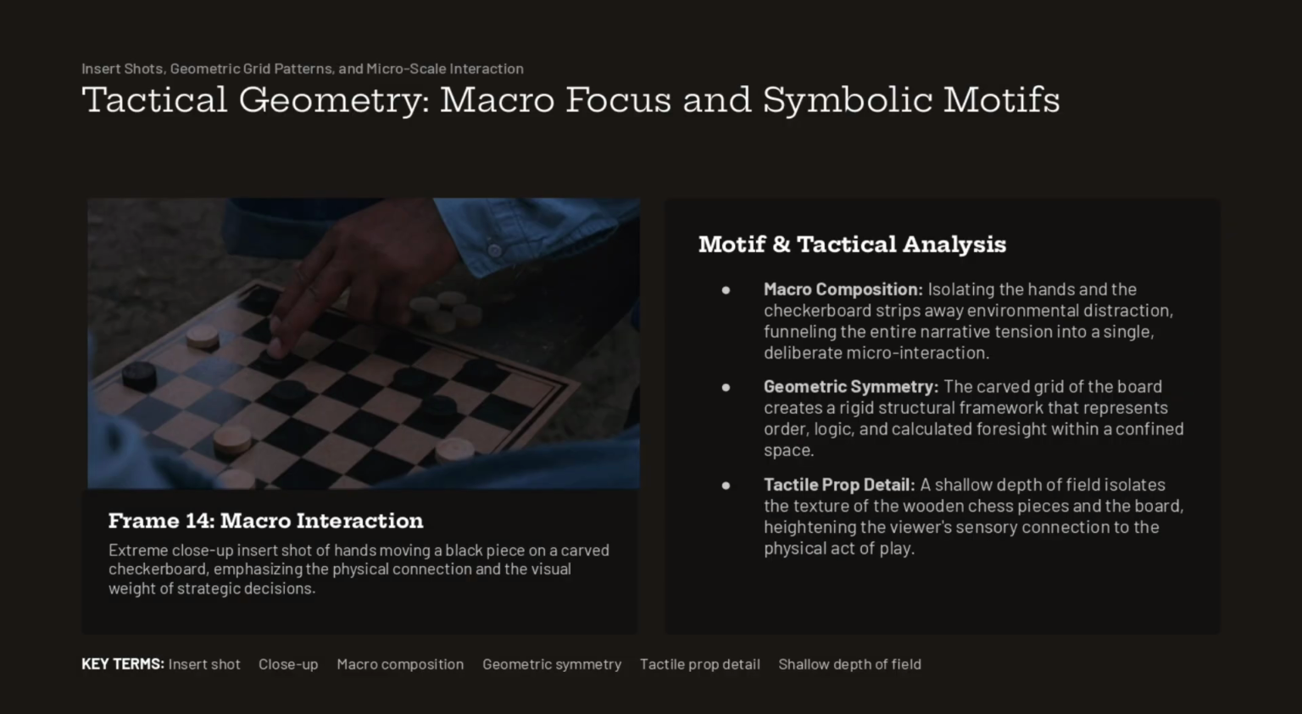In frame 14, macro interaction. An extreme close-up insert shot of a hand moving a black piece on a carved chessboard emphasizes the physical connection and the visual weight of the strategic decision. And also, this slide mentions motifs and tactical analysis, macro composition, geometric symmetry, and tactile prop details.